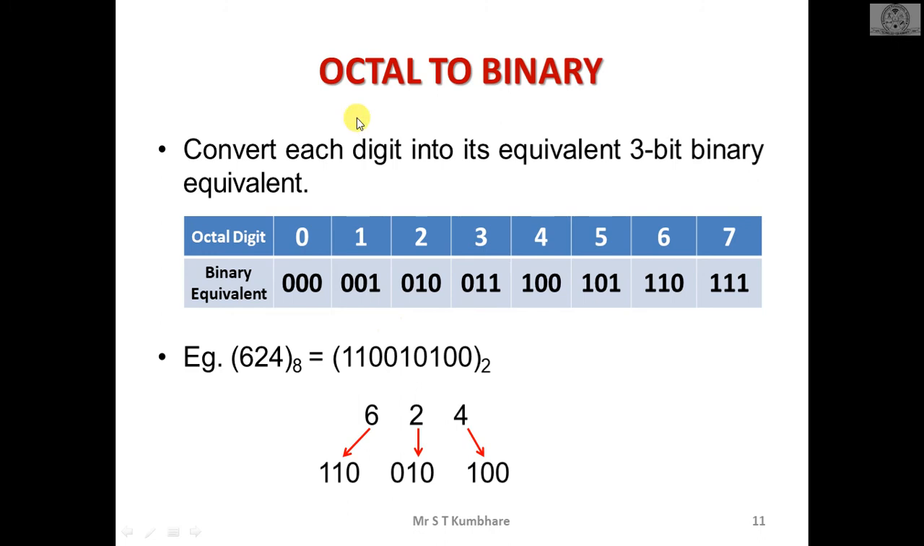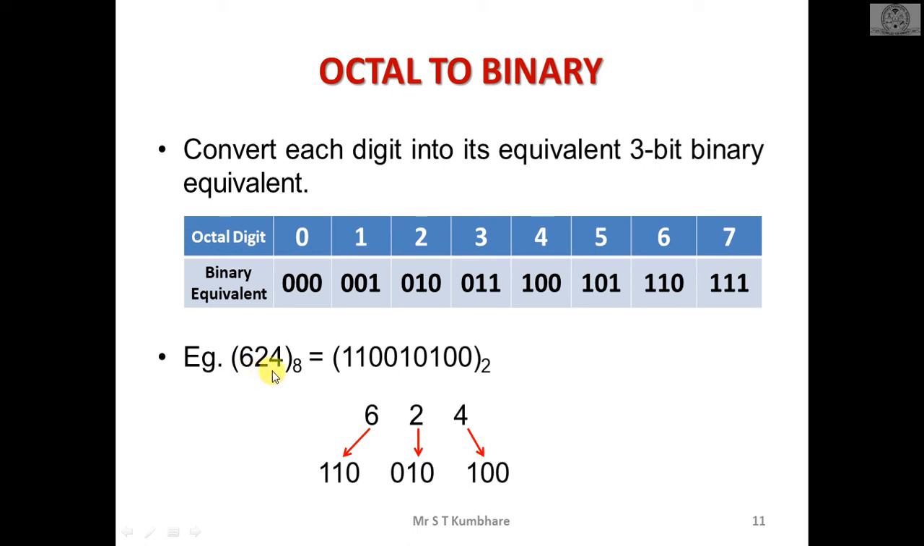Next slide. Now octal to binary. Reverse of that. How to do it? Convert each digit into its equivalent 3-bit binary equivalent. Let's take an example directly: the octal number 624, which I want to convert into binary. What I have to do?